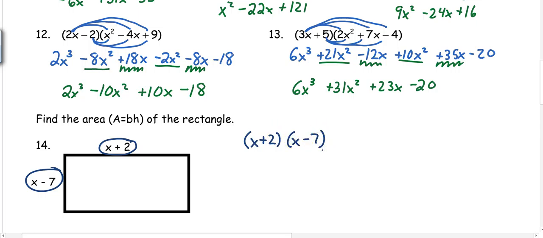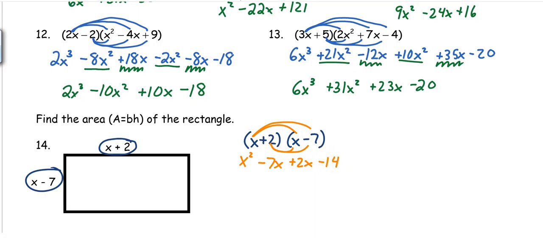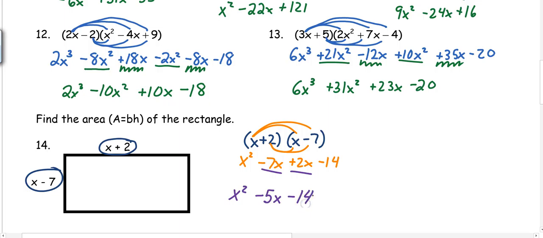We're distributing twice. So x times x is x squared. X times negative 7 is minus 7x. 2 times x is 2x. And 2 times negative 7 is minus 14. I have two x terms here, so those combine together. So I have x squared minus 5x minus 14.